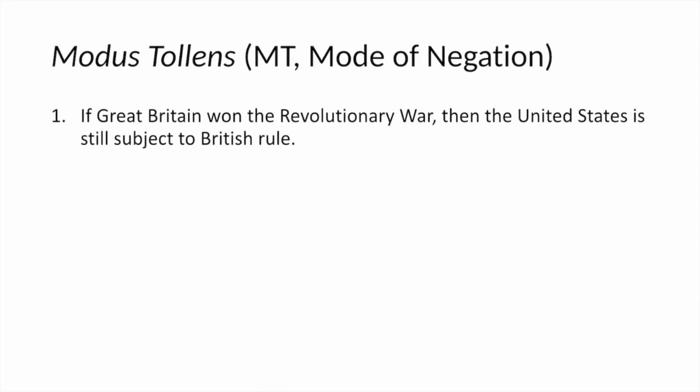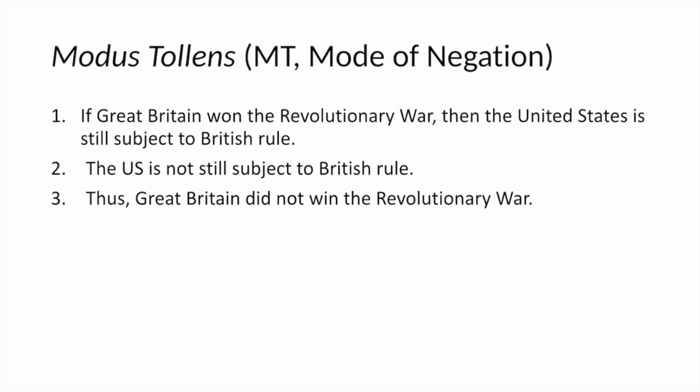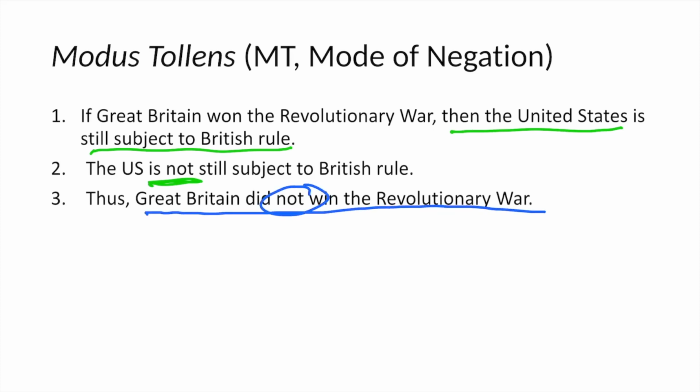Now let's look at modus tollens, mode of negation. If Great Britain won the Revolutionary War, then the United States is still subject to British rule. The U.S. is not still subject to British rule. Thus, Great Britain did not win the Revolutionary War. This argument has a negation involved in it. Right there is the negation in line 2 of the consequent that's in line 1. And that allows us to derive the opposite of the antecedent as the conclusion.